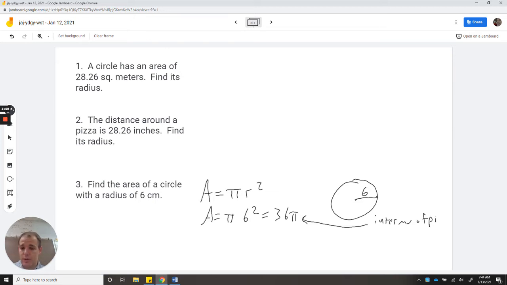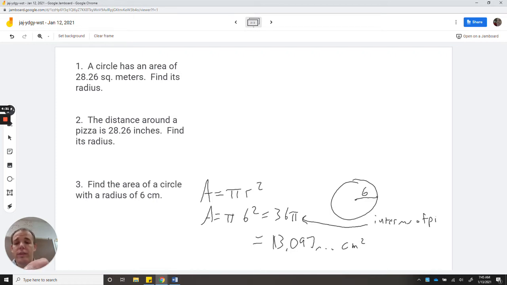Got mine out. 36 times pi. Make sure you use the pi button and not 3.14, because that's rounded. And I'm going to get 113.097. There's more numbers after that, I'm not going to write them all. And don't forget the units. It's centimeters, so it's going to be square centimeters because it's area.